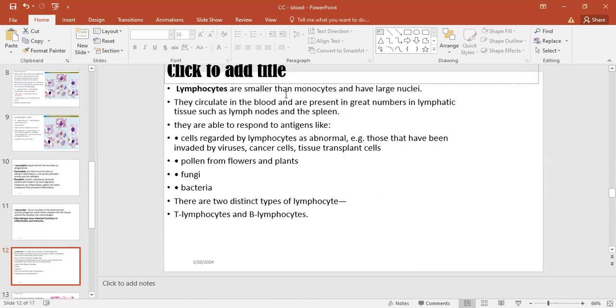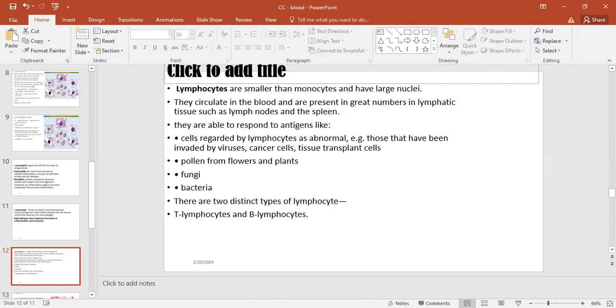Then we have lymphocytes, smaller than monocytes, with large nuclei. They circulate in blood and are present in great numbers in lymphatic tissue. In lymphatic tissue, we are going to find a lot of these lymphocytes, both the B and the T lymphocytes. They respond to antigens. Cells regarded by lymphocytes as abnormal, e.g. those that have been invaded by microorganisms, will be attacked by the lymphocytes.